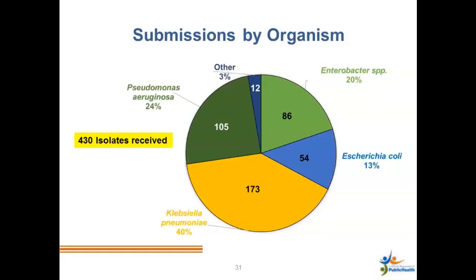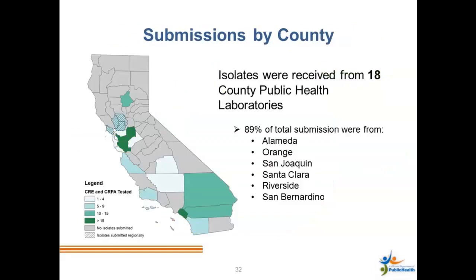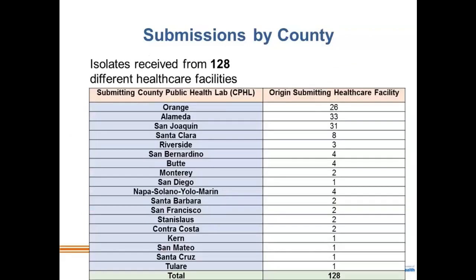This chart is showing you a breakdown of the organisms received for testing. The three predominant Enterobacteriaceae received were Klebsiella pneumoniae, Enterobacter species, and Escherichia coli. Submissions were received from 18 different county public health laboratories. Submissions from Alameda, Orange, San Joaquin, Santa Clara, Riverside, and San Bernardino accounted for 89% of the CRE, CRPA isolates received for testing. The submissions came from a total of 128 different California healthcare facilities.